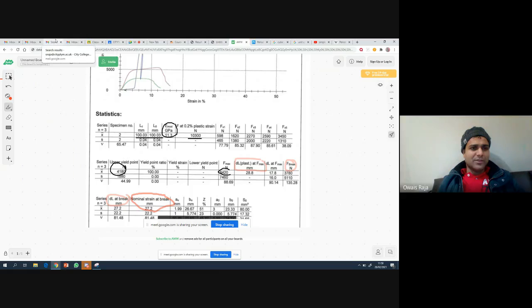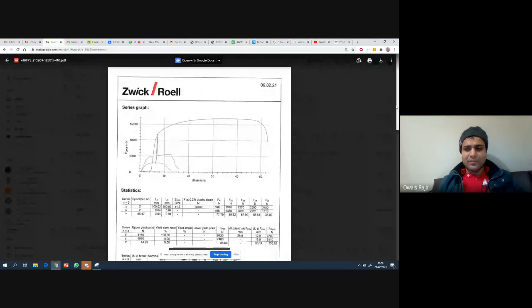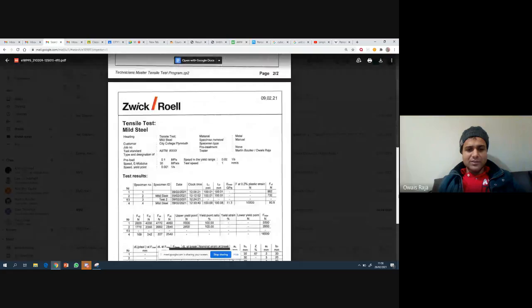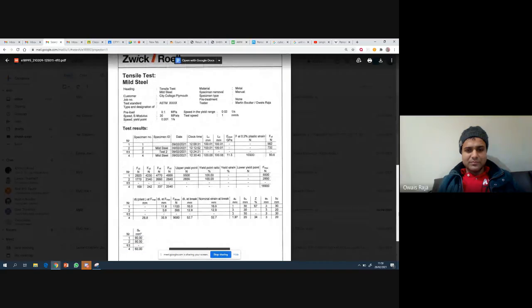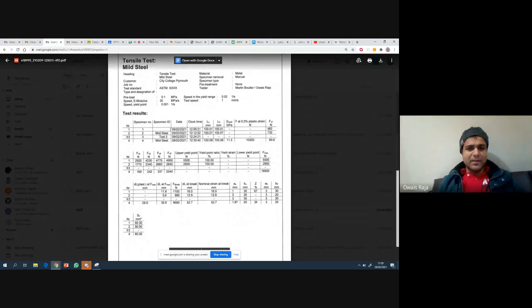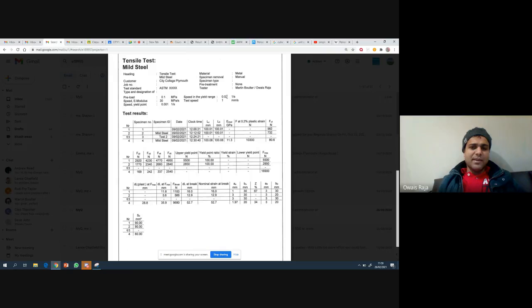Now let me do the other set of data. So if you can see my screen now, here the speed means how fast I'm pulling the component. So that's the speed. The test speed was 1 millimeter per second. This was the speed I was trying to pull, and I tested multiple specimens.